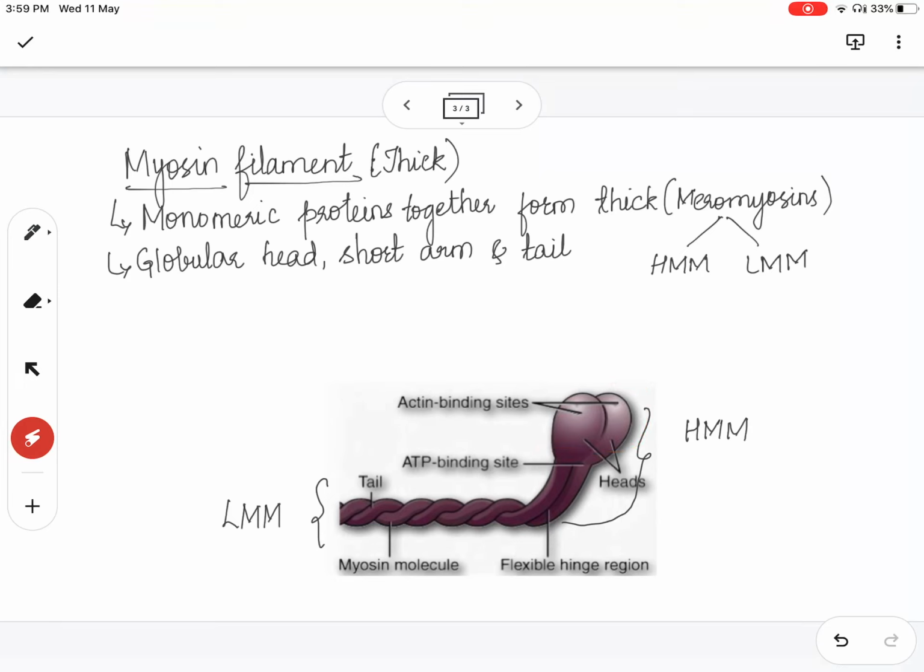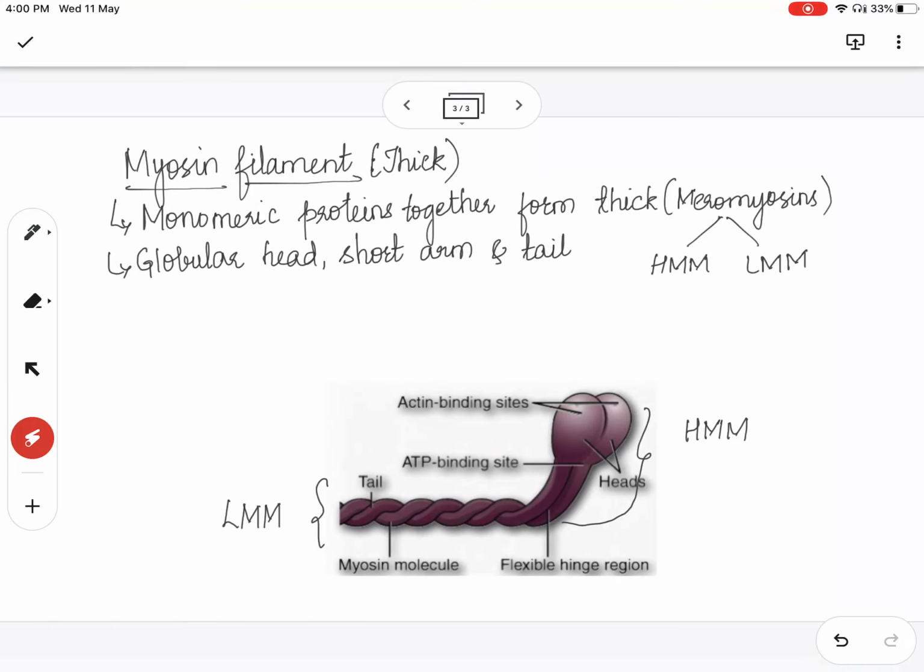So there should be some site wherein the myosin is going to come and bind onto the actin. And that site is present on the myosin head, that is on the globular head region. So there the actin is going to come and bind, and then you can see the muscle contraction take place. Similarly, there is another binding site, also called the ATP binding site.